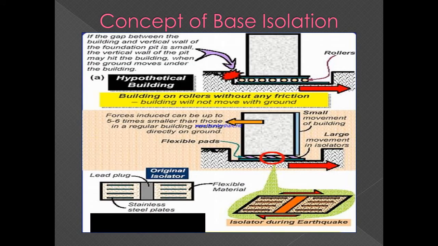So the concept is like this: if a gap between the building and the vertical wall of the foundation is small, the vertical wall of a pit may hit the building when the ground moves under the building. This is the hypothetical building. If you provide the building on a roller support, the roller will try to move because of the earthquake shaking, so the weight of the entire building and the whole structure will try to move. So these are some of the isolating devices. This is a flexible pad type of provision in the second diagram. These are the best suited isolators which can be implemented in a building.